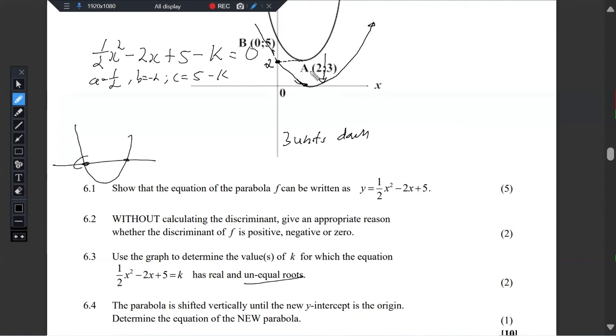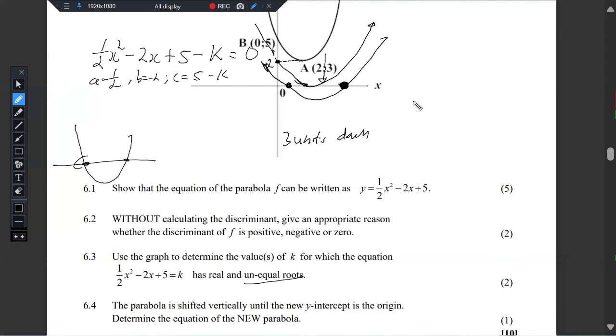If I were to shift this more than 3 units, so let's say I shifted 4 units, now you understand that the graph would start to have 2 different intercepts. These are 2 real roots that are unequal. This is the condition that we want to obtain. So the only way that is possible is if we shift our graph more than 3 units downward.